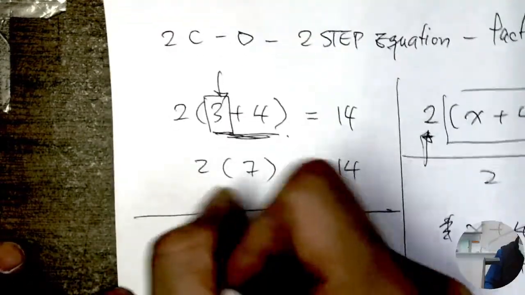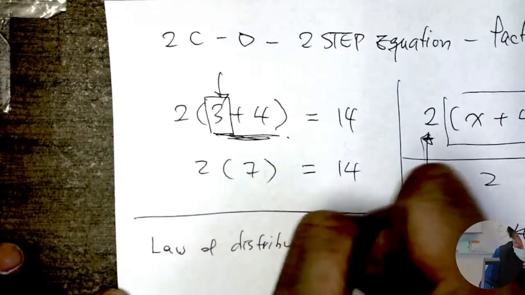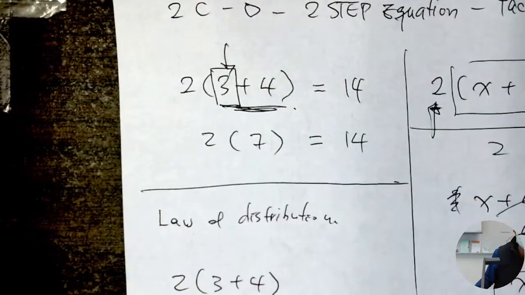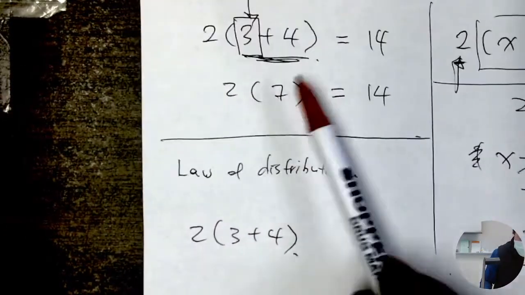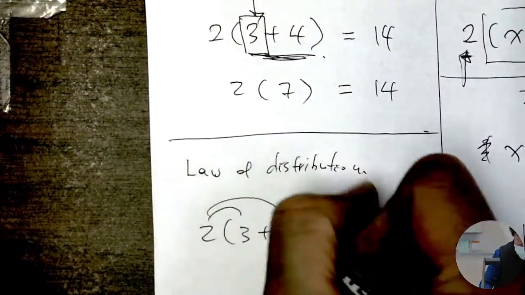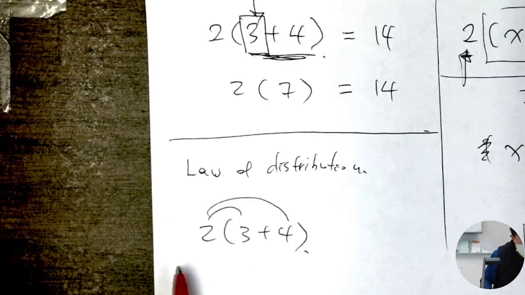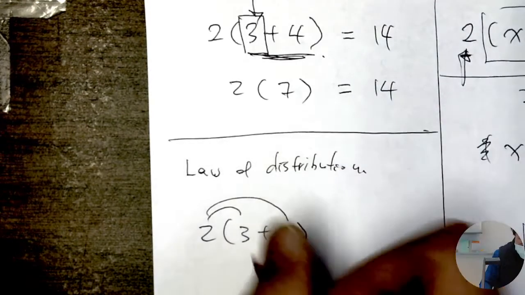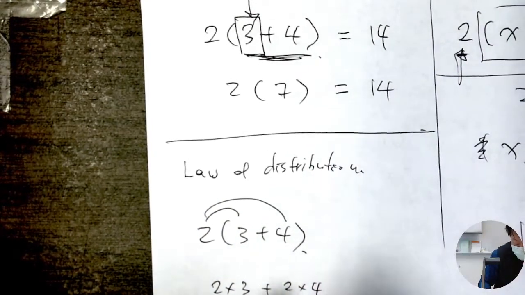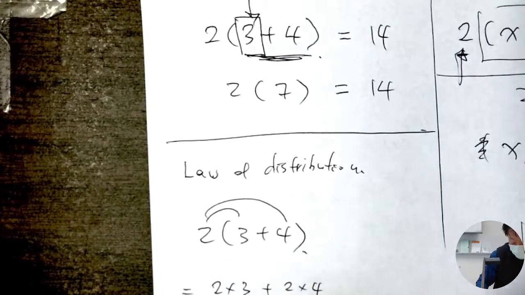Alternatively, if you know the law of distribution, this is what Jerry was referring to. Instead of adding what's inside the bracket, you can also times the 2 to both members inside the bracket. Multiply this 2 to both terms. This will give you 2 times 3 plus 2 times 4. And this would be 6 plus 8, which is also 14.